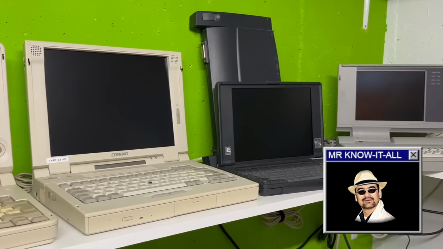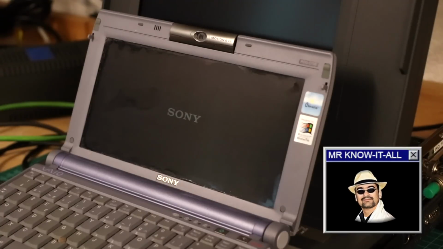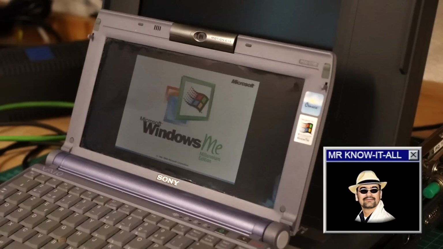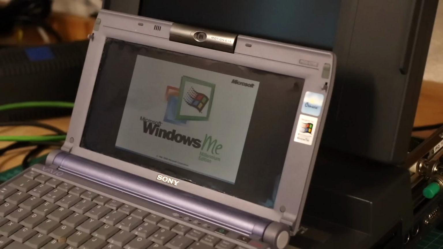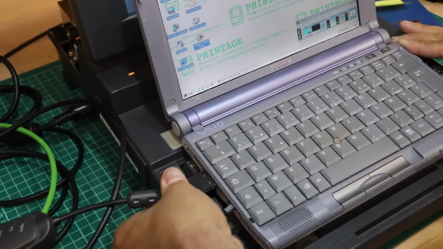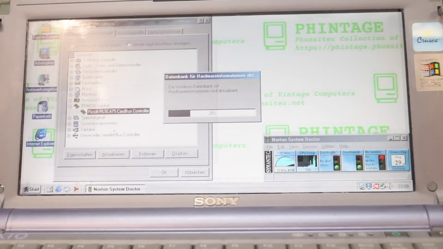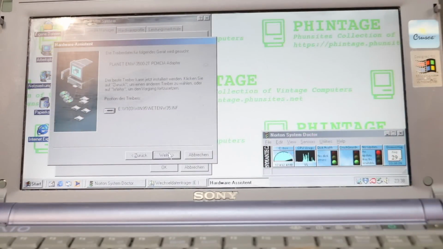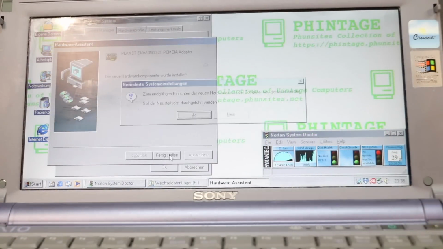And what about Windows Me? To be honest, I have only one system which has Windows Me on it, which is this Sony Vaio PictureBook. Unfortunately, the screen has suffered a bit from a screen privacy protector that was previously applied, but it still works. As for this adapter here, the ENW3500 by Planet, I had to provide it a driver to install. One reboot later and it would be ready to use.